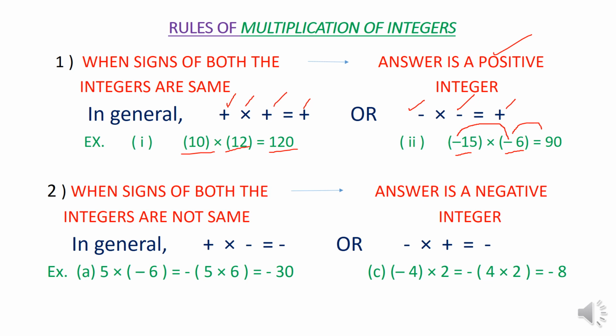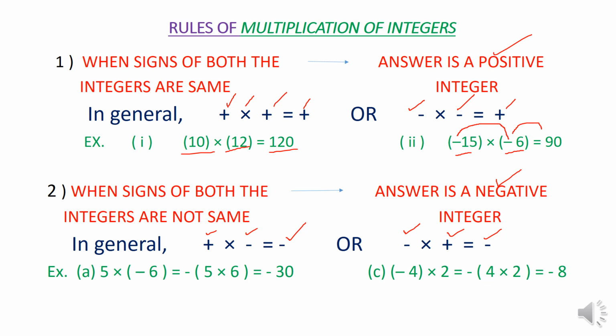Now, let us consider the second rule. When the signs of both the integers are not the same, the answer you will get is a negative integer. So, in general we can see here the first is positive, the second is negative, that means a positive integer multiplied by a negative integer, the answer is a negative integer. Similarly, a negative integer, that is minus, multiplied by a positive integer, that is plus, the answer is negative, that is minus.